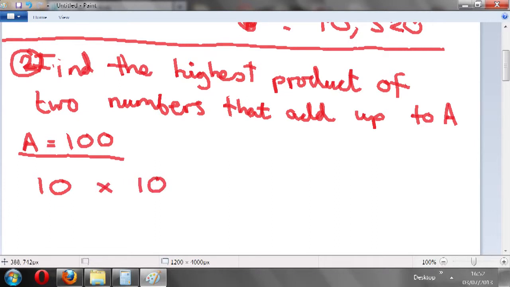if we do 10 times 10, we get 100. 9 times 11, we get 99.